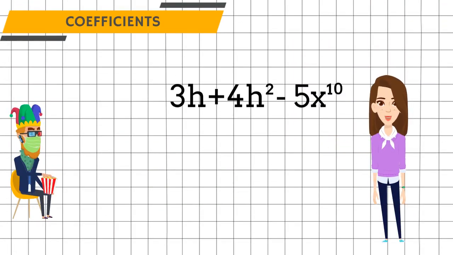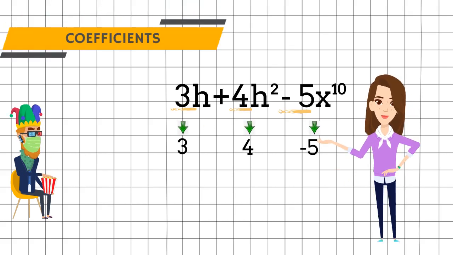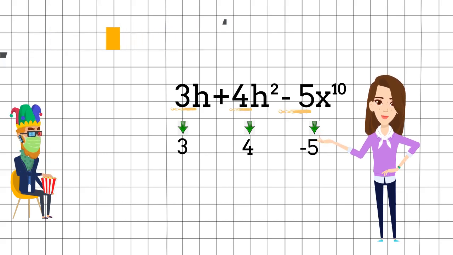The coefficient is a number without variable or exponent. For example, in the expression 3h plus 4h elevated to the power of 2 minus 5x elevated to the power of 10, the coefficients are 3, 4, and minus 5. The sign that they have at the left determines if it is positive or negative.